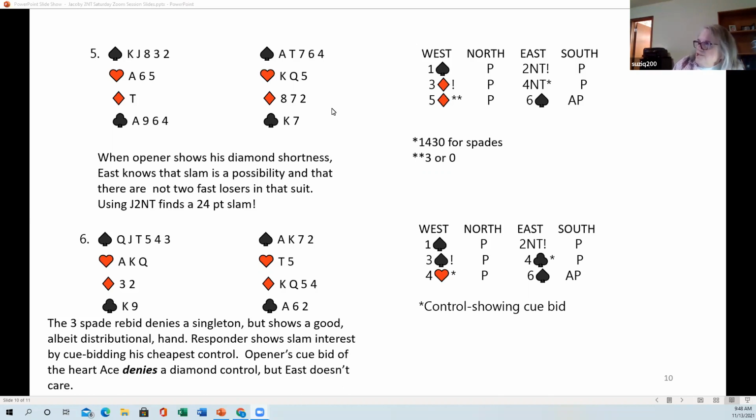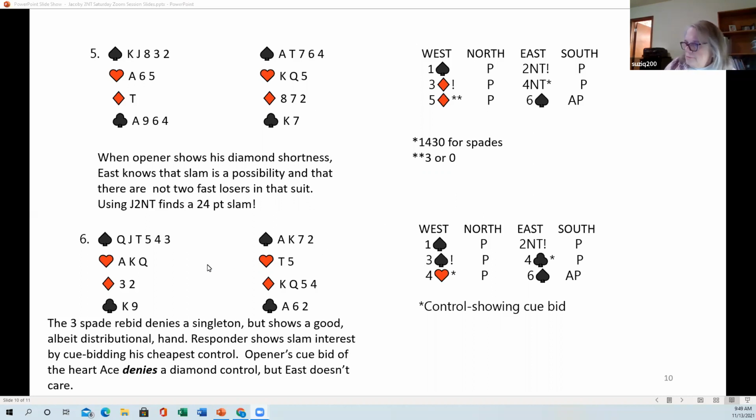But using Jacoby 2 no trump here, we find a 24 high card point slam because he doesn't worry about the queen because he knows there is a 10 card set. So he just bids it. He says, my partner has 3, I have 1, I know we have a diamond loser. So I bid only 6, not 7.